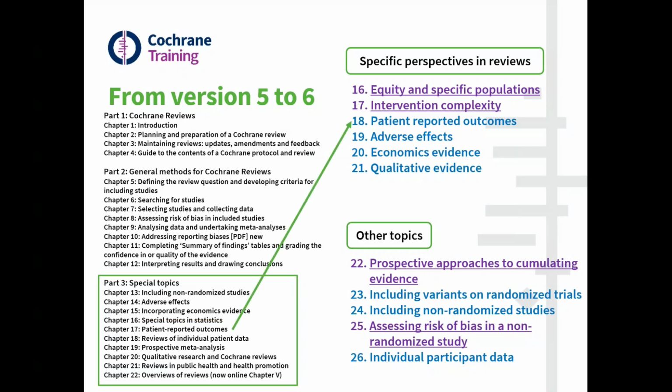We've got a chapter on patient-reported outcomes, individual participant data now rather than patient data. We've got prospective approaches to accumulating evidence, and this one has changed a little bit. Yes, we're still covering prospective meta-analysis, but this chapter now also covers updating, living systematic review issues, and also advice on repeated meta-analysis. So there's a range of different issues being covered there now in terms of prospective approaches to accumulation of evidence. We've got the chapter which has been reworked again on qualitative evidence.